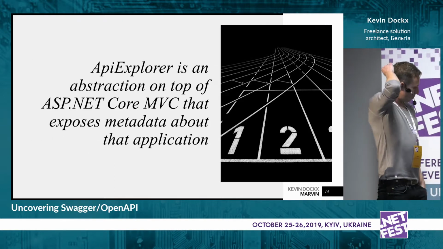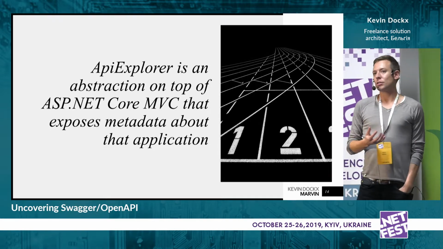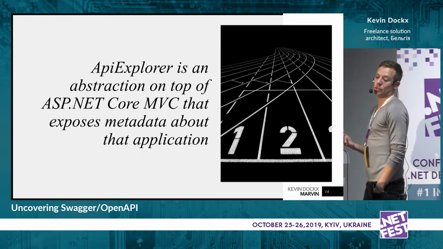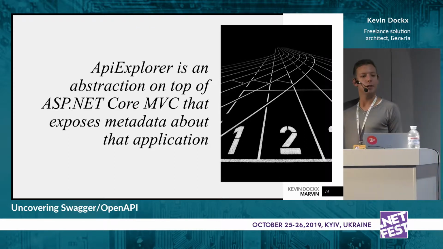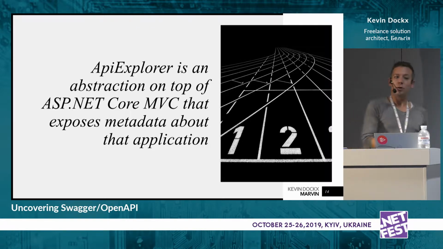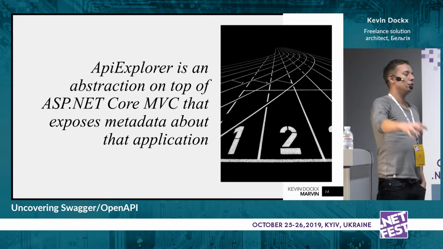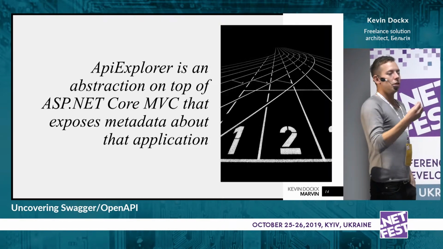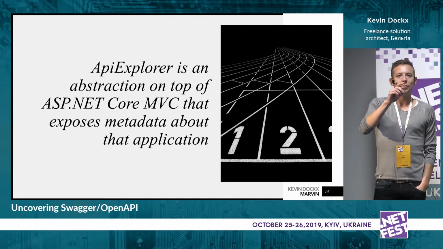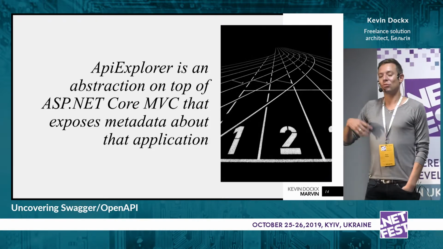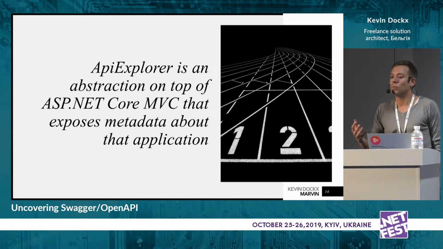I promised I was going to talk about API Explorer as well. API Explorer is built into ASP.NET Core MVC. And it's actually an abstraction on top of it. It gives you metadata about your application. And you can just inject it anywhere in your code. So API Explorer, just inject that interface and you will get it. And you will see that it exposes a lot. It allows you to essentially get to know everything your API is capable of, simply by injecting that somewhere in your code.